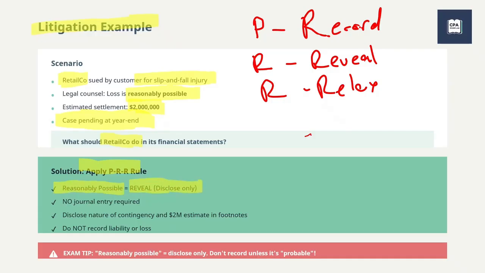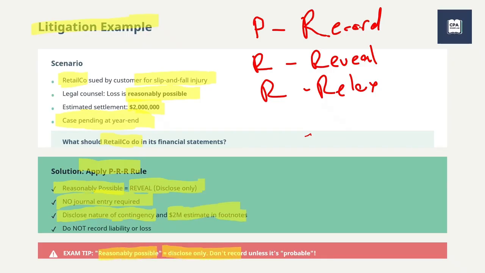So here, it is reasonably possible, which means we disclose. No journal entry is required because it is not probable. If legal counsel said the loss is probable, we would need that information. We disclose the nature of the contingency and the $2 million estimate in the footnotes.